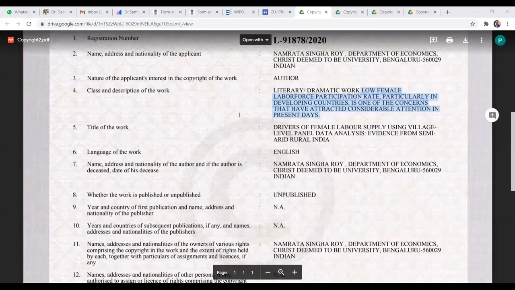Is my screen share visible, that part? Yes, you are visible. Okay.